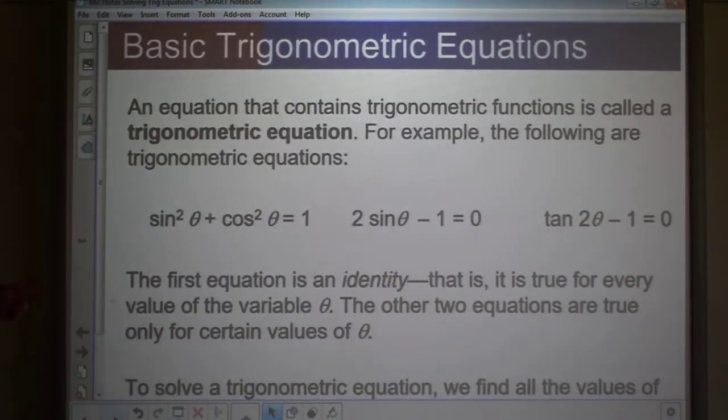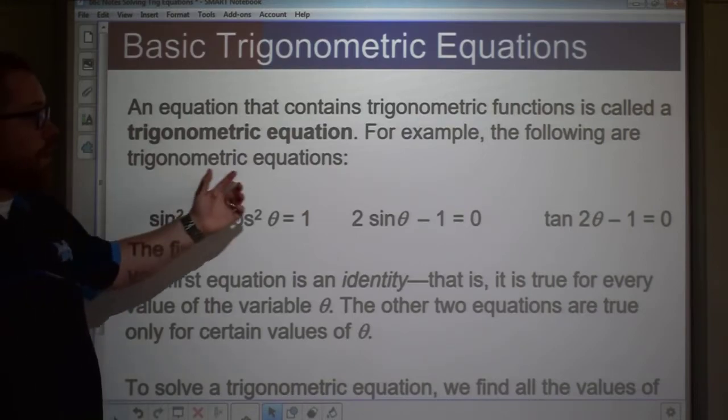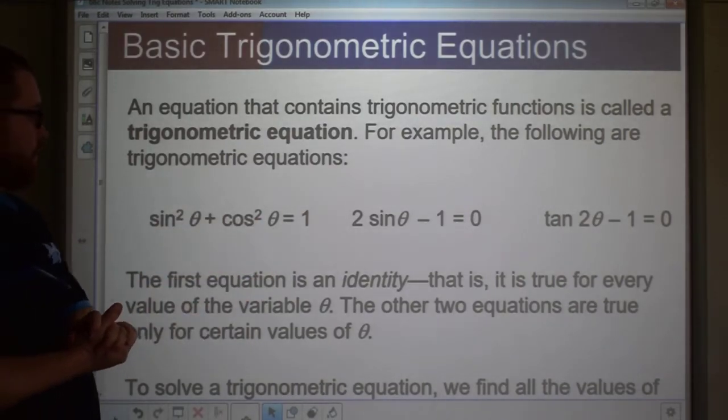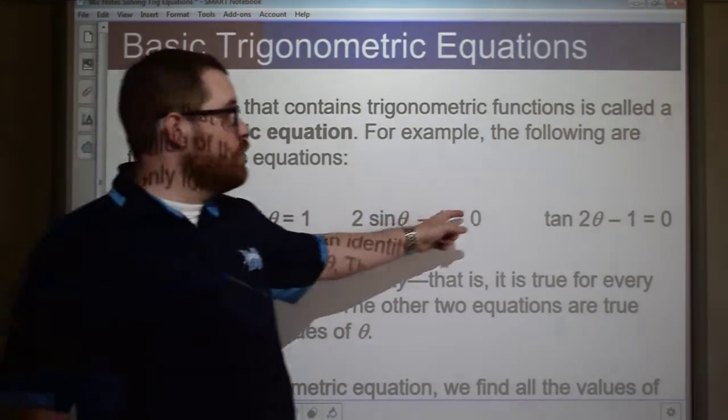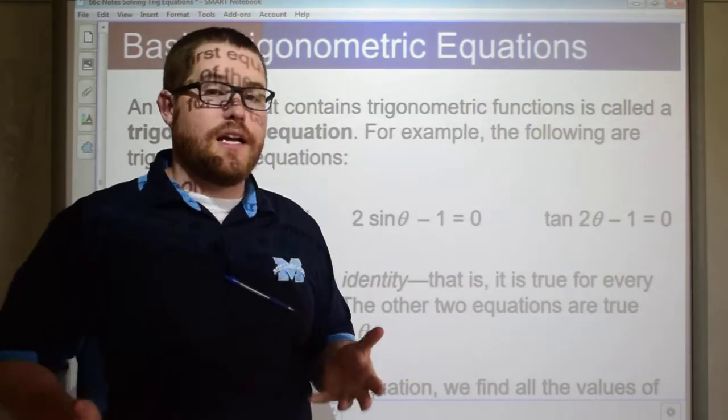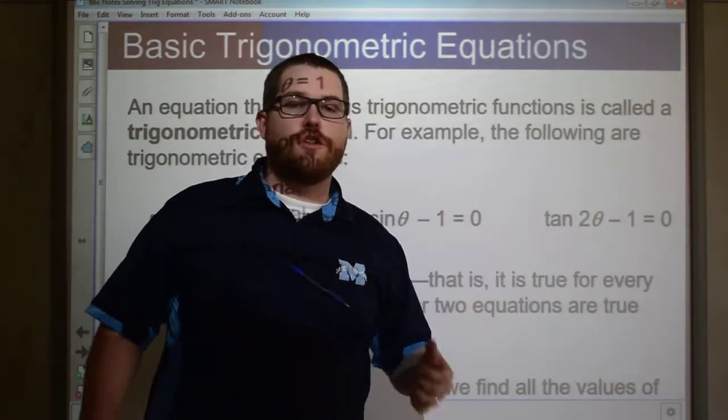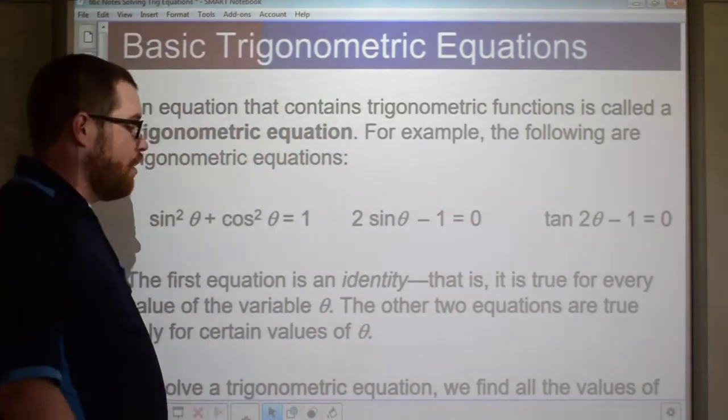Let's talk about trigonometric equations. These are all equations because they have equal signs in them. This one is always true. You should know this one. It's an identity. But these two are not always true. They're only true sometimes, depending on what your theta is, what your angle is. We're going to solve for theta.